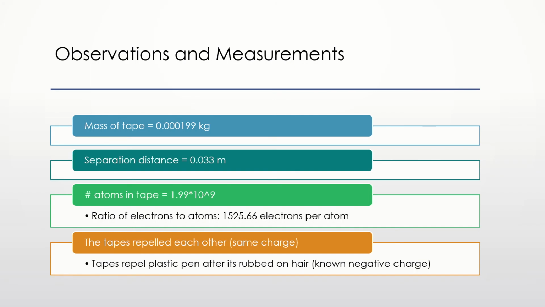So here are some measurements that I made in my experiment. I figured out the mass of the tape by measuring the distance of the tape and doing some conversions. I also have the separation distance and the ratio of electrons to atoms, which makes sense because there should be more electrons per atom in order for this tape to float.